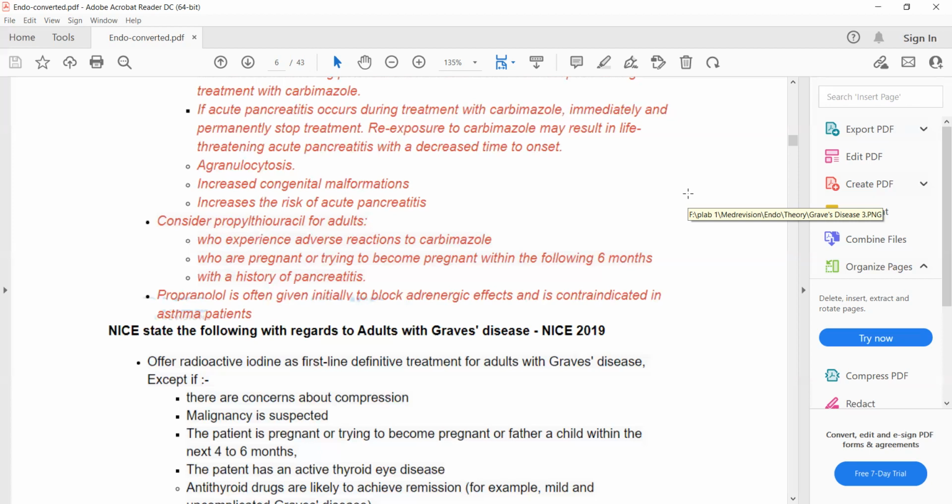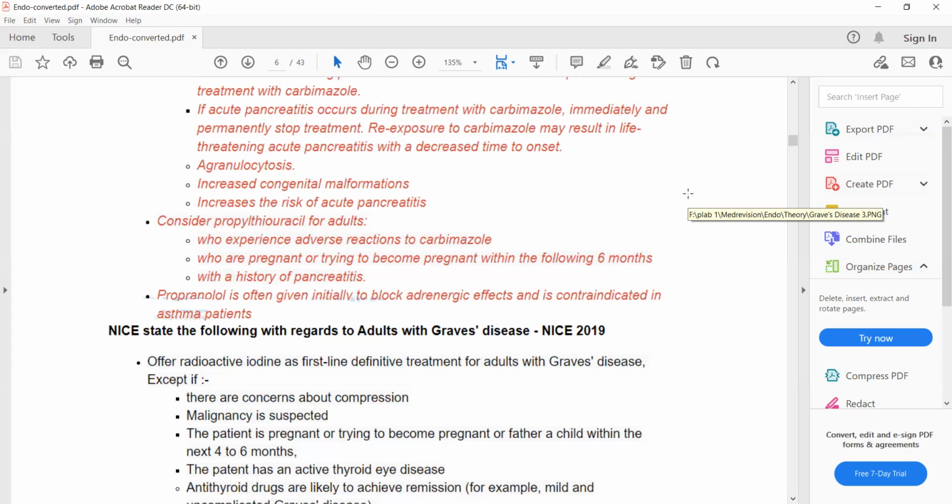So there are situations in which we'll use propylthiouracil and not carbimazole. What are those situations? The first one is a female who wants to get pregnant in the following 6 months. The second scenario is a female who is pregnant in her first trimester of pregnancy. The third scenario is a lactating woman or a woman in her postpartum period. The fourth one is someone with a history of pancreatitis.